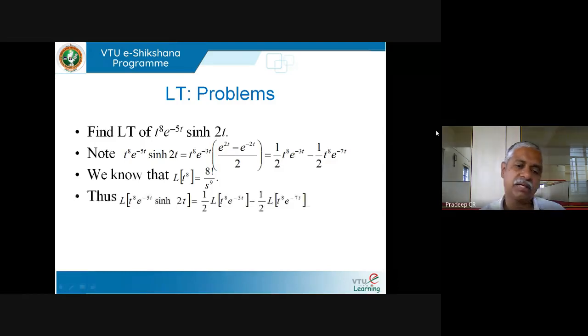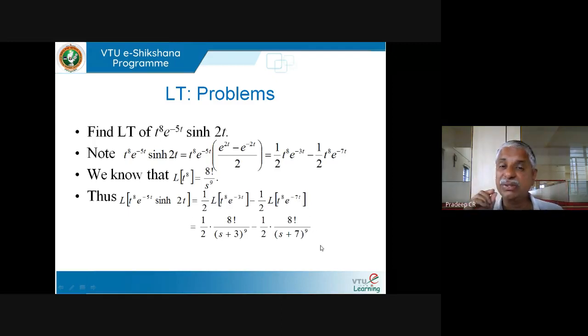So that means Laplace of this given function I have defined, e power minus 5t sine hyperbolic 2t, is the same as, I use linearity of Laplace and pull out half. So I'll get Laplace of t power 8 into e power minus 2t minus half Laplace of t power 8 into e power minus 7t. But then this is nothing but, in Laplace of t power 8, I have to replace s by s plus 3. And for this, in the same Laplace of t power 8, I have to replace s by s plus 7. I hope it's clear. Nothing much here.